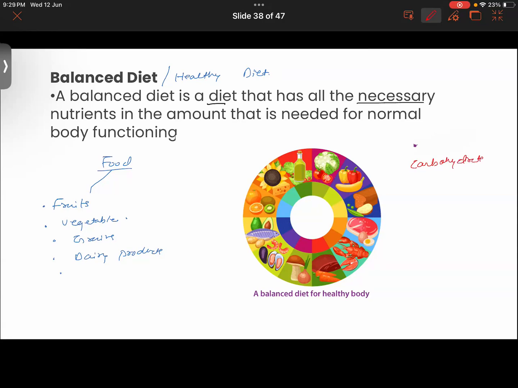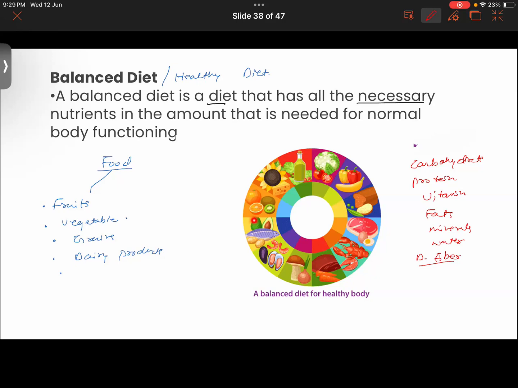A balanced diet will contain the right amount of carbohydrate, the right amount of protein, fats, vitamins and minerals. Water, obviously, although it is not a nutrient, but we can count that too. Fiber, basically dietary fiber, that is roughage. So all this should be present in the food.